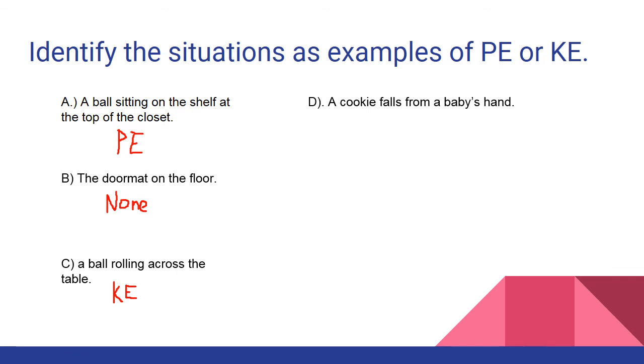Next, we have a cookie, and it falls from a baby's hand. Here, we actually see both types of energy. When it is still in the baby's hand, the cookie has potential energy. It's held a certain amount of height up off from the ground. But when it starts to fall and is in motion, it then has kinetic energy.